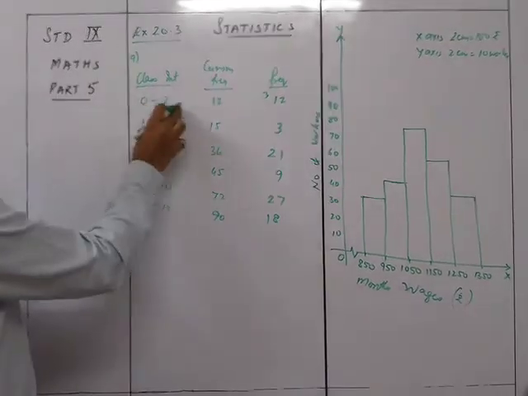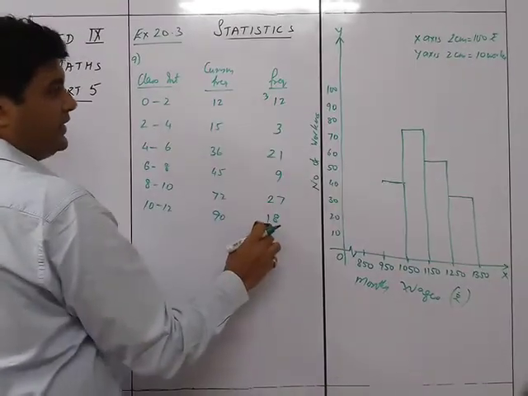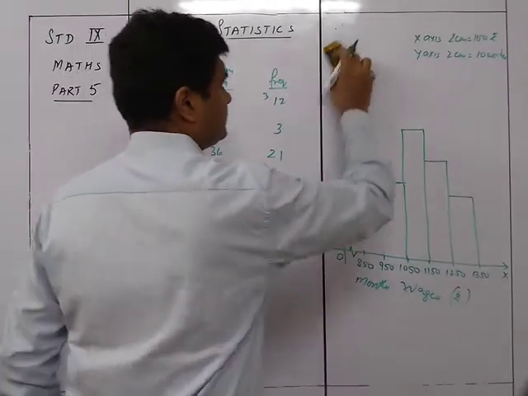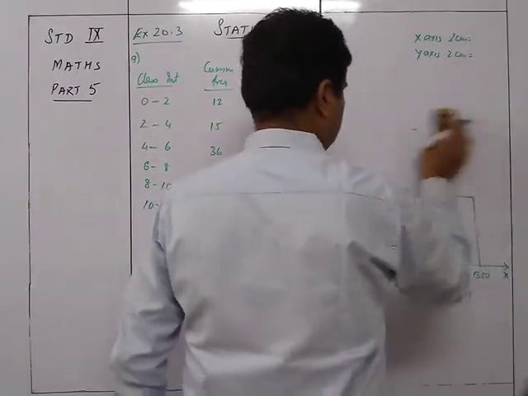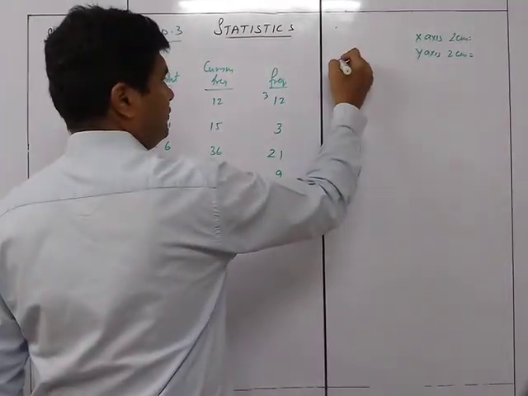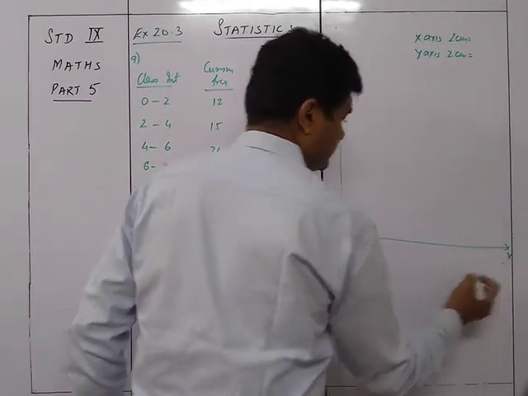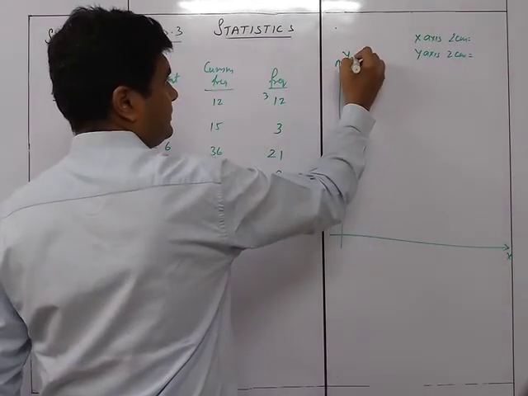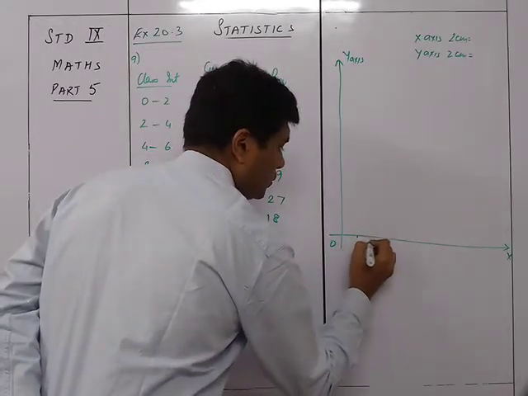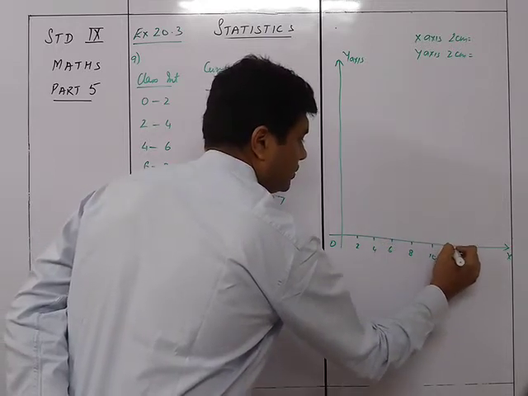To plot it, we will have 0, 4, and so on, so it will come on the continuous side. And here it is up to 27. So let us change this graph. What we'll have is firstly an x-axis and a y-axis. The x-axis over here, the y-axis over here. 0 here, then 2, 4, 6, 8, 10, 12.